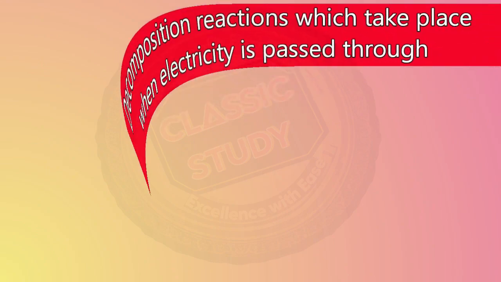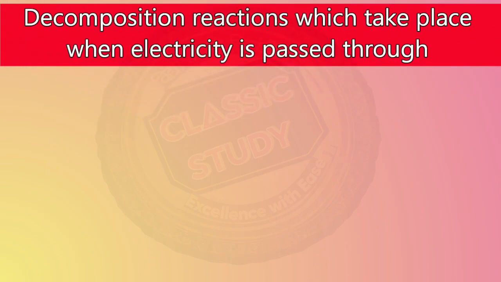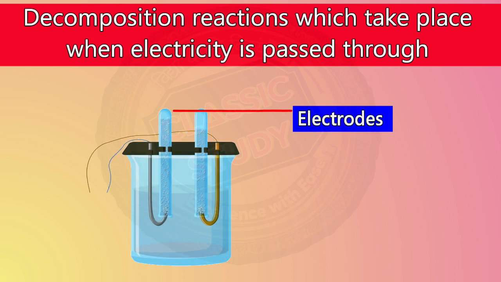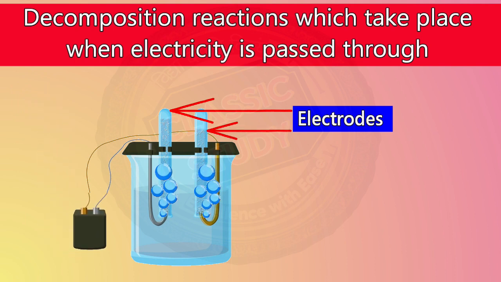Next are decomposition reactions which take place when electricity is passed through them. So we can see a beaker containing water in which two electrodes are dipped, and when the circuit is connected to a battery, the electricity flows through this solution of water, and we can see release of hydrogen and oxygen at the two electrodes of this circuit.